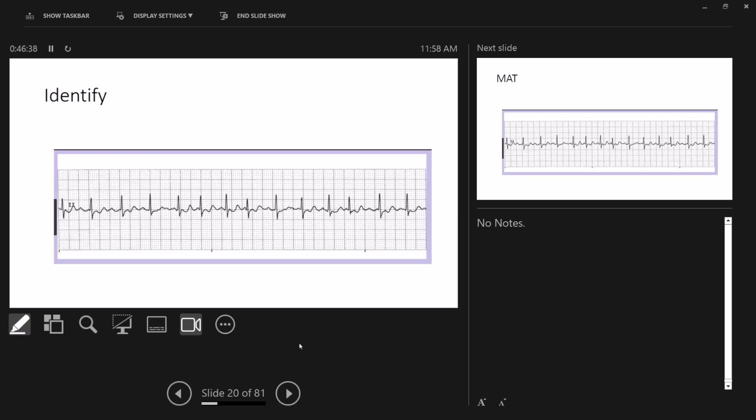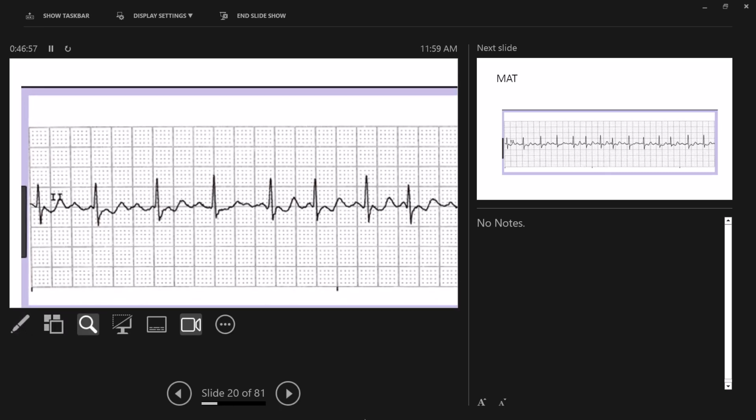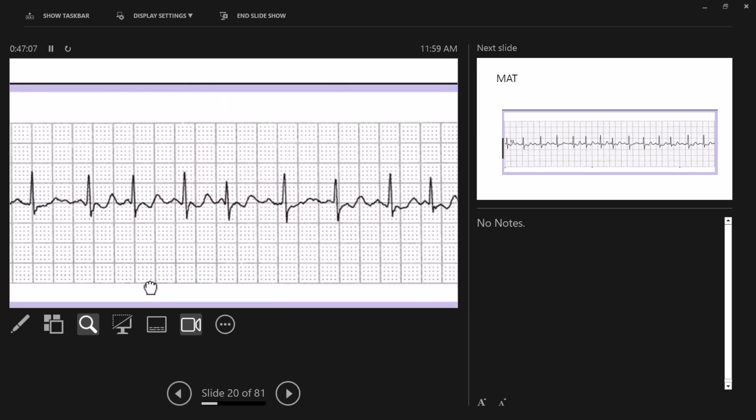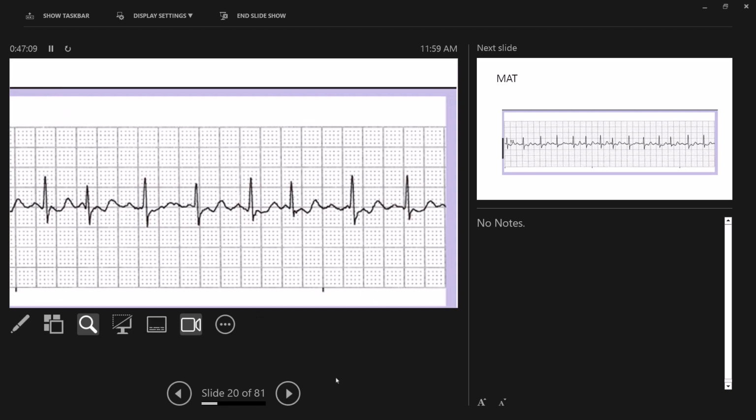Rate. 140. Fast. Rhythm. It is a little irregular. You're good. We're going to explore why that is here in just a minute. Okay. Do you see P waves? Are they upright? Are they all upright? Yeah. Okay. All right.